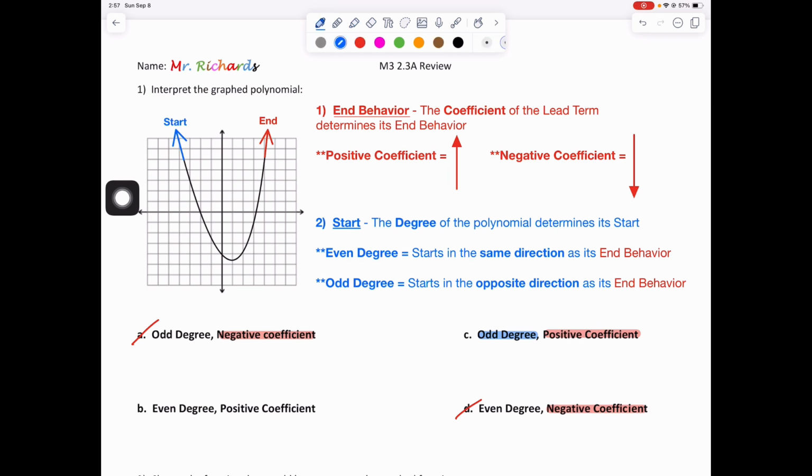Let's go ahead and get rid of answer choice C, which makes B our double win. Yes, we have the positive coefficient in red, and yes, we do have an even degree in blue. Go ahead and circle B for your answer choice.